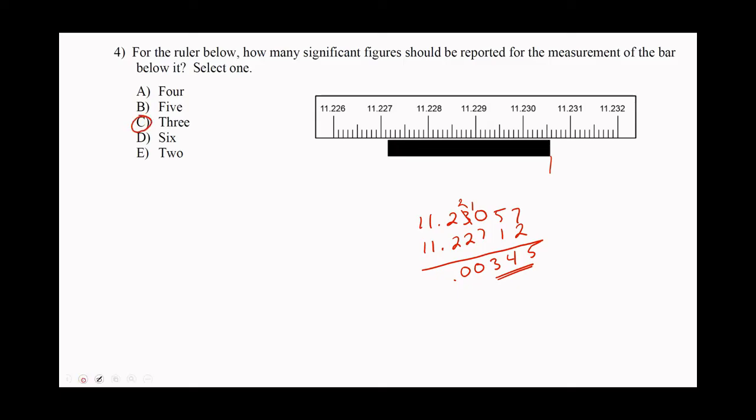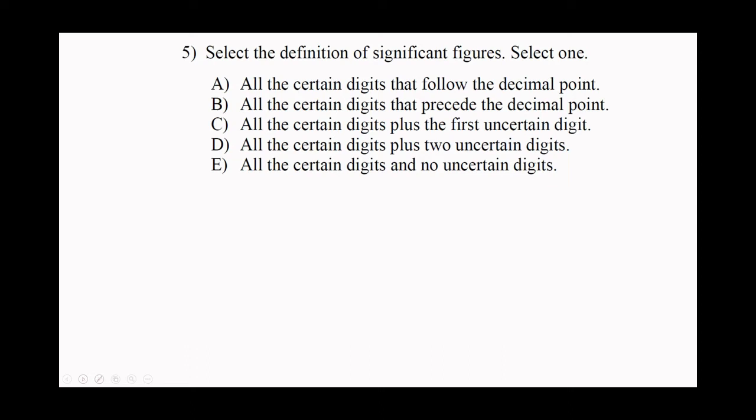Okay, moving on. Select the definition of significant figure. Select 1. All the certain digits that follow the decimal point. That is not correct, right? That's not the definition of significant figure. All the certain digits that precede the decimal point. No, we can have significant figures that are right at a decimal point, right? All the certain digits plus the first uncertain digit, right? This is what we talked about in class. This is exactly what the definition of a significant figure is. All the certain digits plus 2 uncertain digits. Why add more uncertainty when we only need 1, right? All the certain digits and no uncertain digits. Absolutely false. So the answer is C.